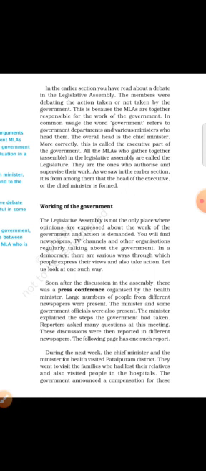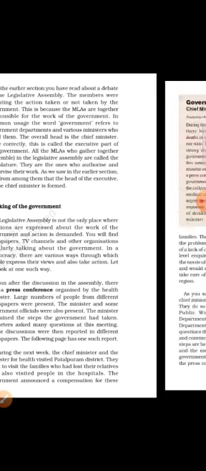Okay, the legislative assembly is not only a place where opinions are expressed but also where the work of the government and its actions are demanded. You will find newspapers, TV channels and other organizations regularly talking about the government. In a democracy there are various ways through which people express their views and also take action. Let us take one such way: how they address us and how they communicate. Soon after the discussion in the assembly, there was a press conference.